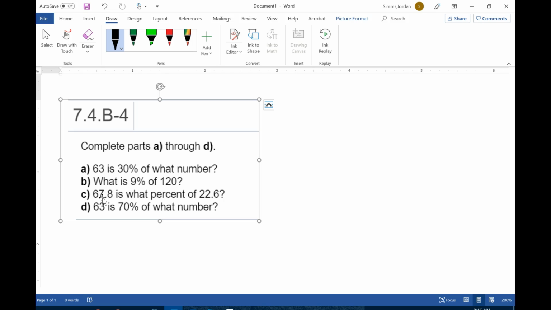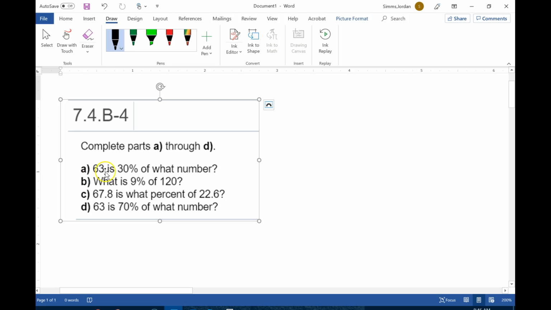So I'll give you a couple tips right off the bat. When we say "is" in English, that means equals. So think about that as an equal sign. And when we say "of" in English, that's really meaning multiplying, right? We're multiplying here. That's the operation. So all of these are going to involve multiplication.